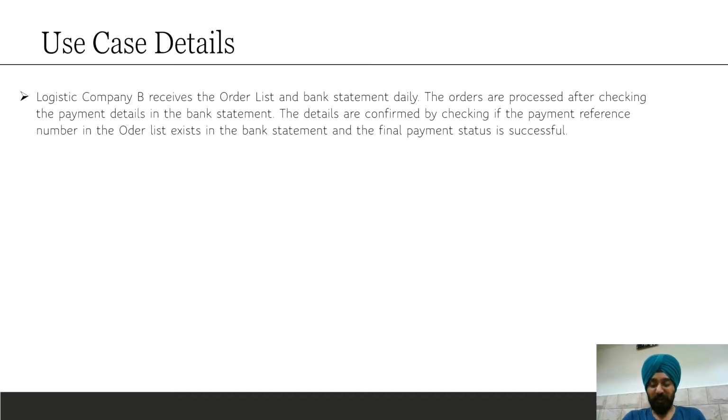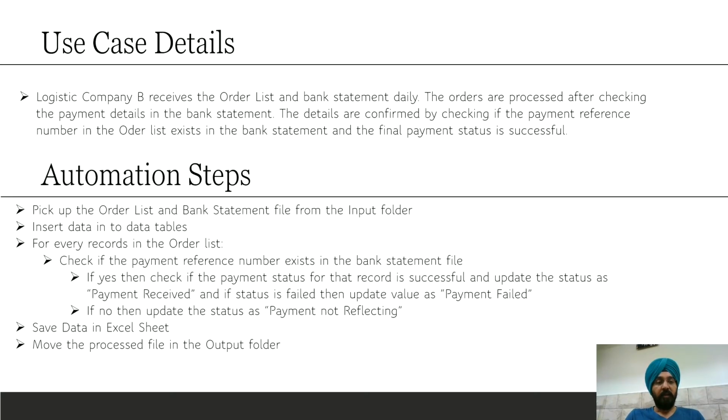So let's take a look at the steps of automation now. All right, now let's look at the automation steps that we will follow in order to achieve the task. There will be an input folder in which both the files will be available, one called the order list and the other one the bank statement. We have to pick up the order list and the bank statement file from the input folder, and then after picking them up, we'll push the data into data tables. So we'll create two data tables in this situation, one for the order list and one for the bank statement.